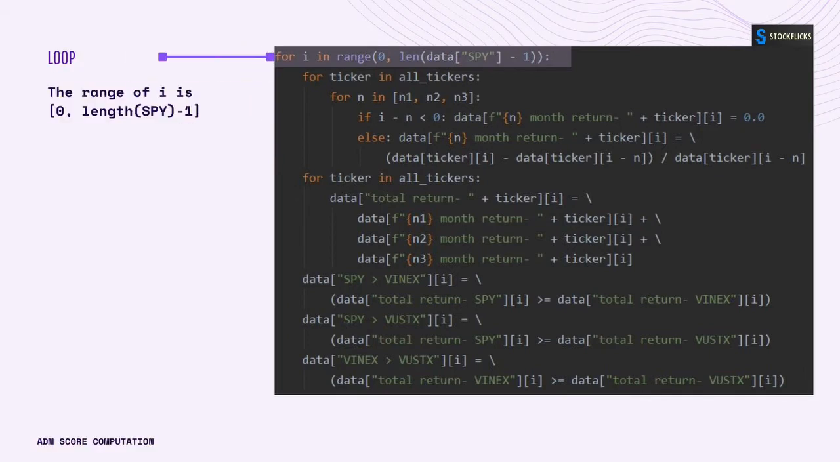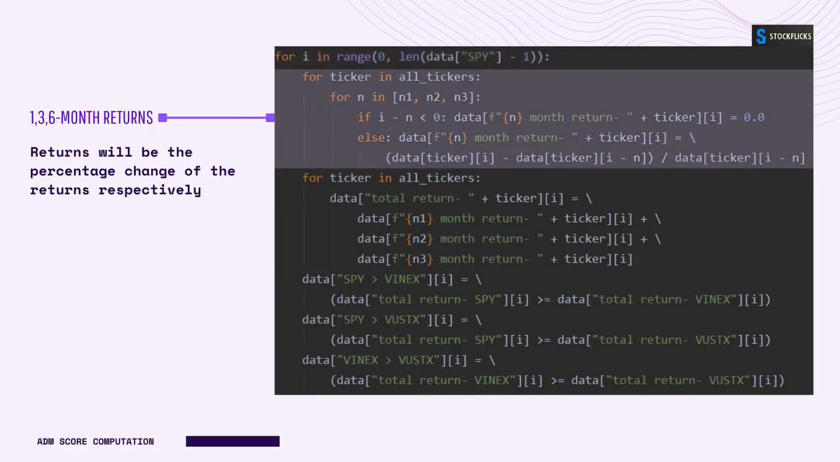Note that we will use a for loop in this part to go through all the data. The length of SPY is the length of the dataset. Remember that we are starting off from 0, so we have to subtract 1 to get the last data. Each ticker is an index that we previously defined.